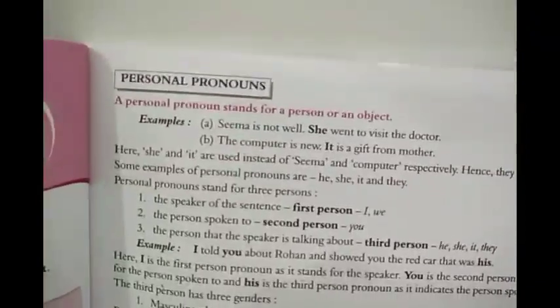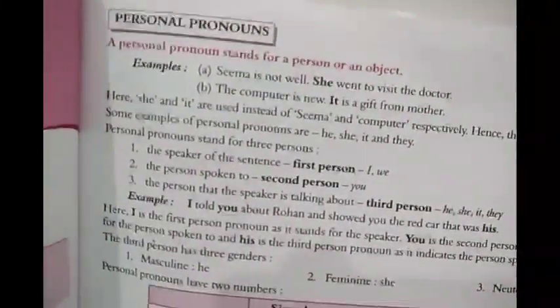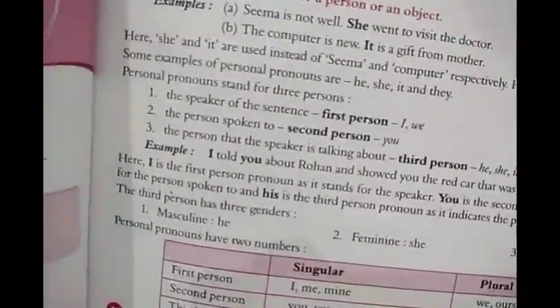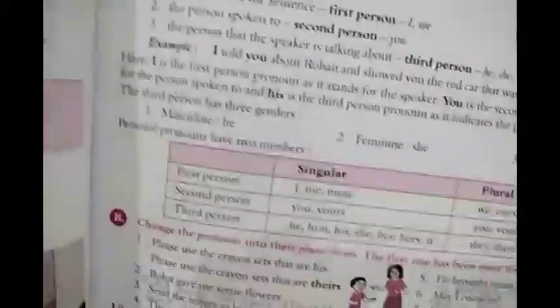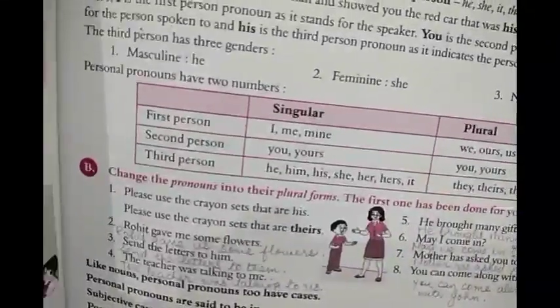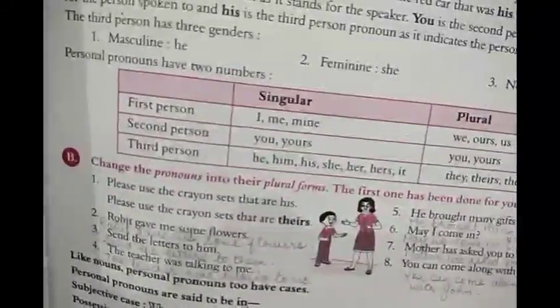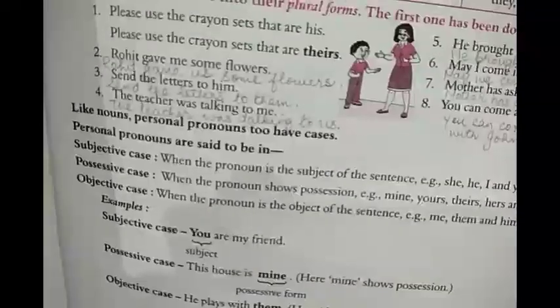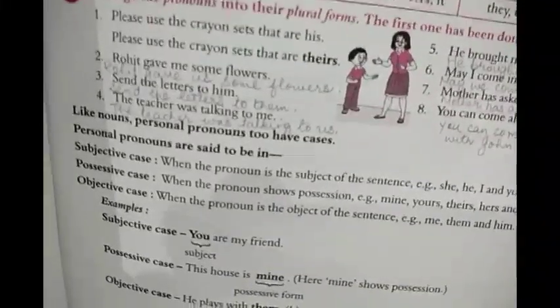Personal pronouns are for a person or an object. Then you have to remember the three persons. The third person has three genders, that is masculine, feminine and neuter. Then again personal pronouns have two numbers, that is singular and plural, and personal pronouns have cases also: subjective, possessive and objective. Okay.